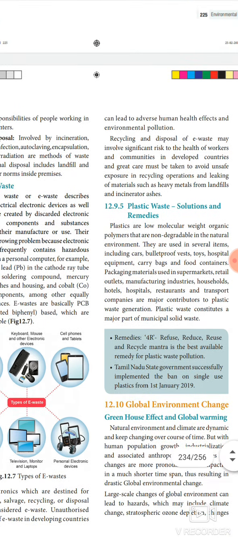Then next, for plastic waste there is one remedy, that is the 4R mantra. What is meant by 4R? Refuse, reduce, reuse and recycle. This is the best available remedy for plastic waste pollution. Then next, the Tamil Nadu state government implemented the ban on single use plastic from the 1st of January 2019, but it cannot be implemented properly. Still now we use some plastic in our house.